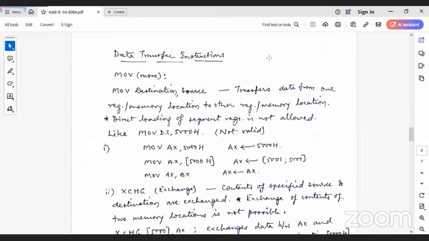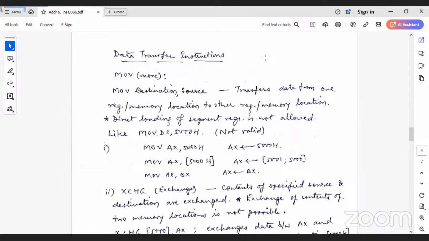Now the easiest one in the data transfer type is the move instruction. In this you will see there are different types of instructions, whether you are moving the data to a register or memory location, or from the input port or to the output port. Data will be taken inside from the input port and given out into the output port. That is how it is possible.